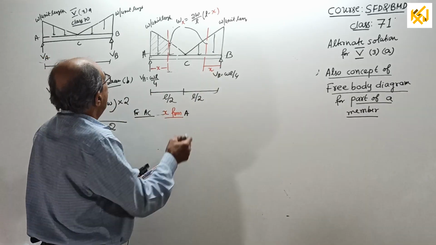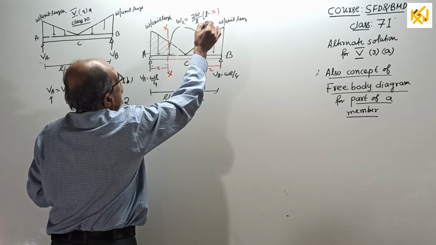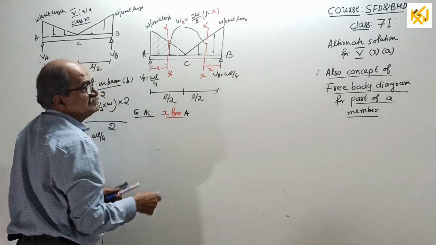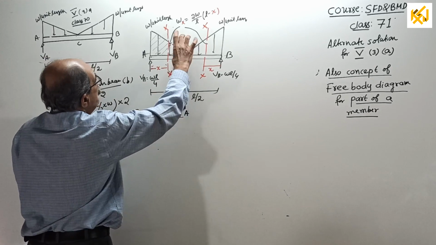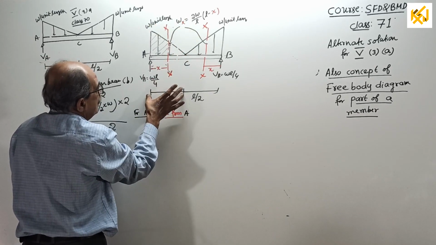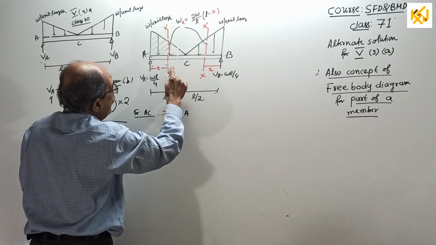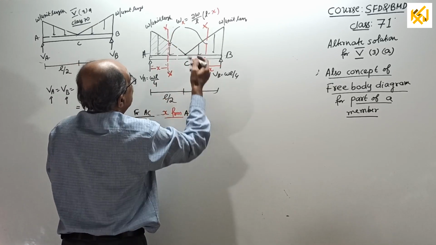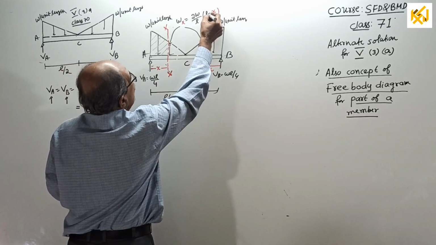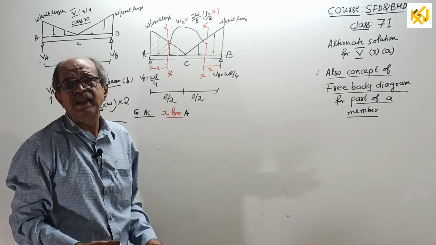Then I considered a section XX here at X from A and XX here at X from B. Therefore, using similar triangles, this intensity, W divided by L by 2, equals this intensity divided by L by 2 minus X. Oh, sorry. That's okay. I can make out here, L by 2 minus X. So if any mistake is there, I find it immediately.